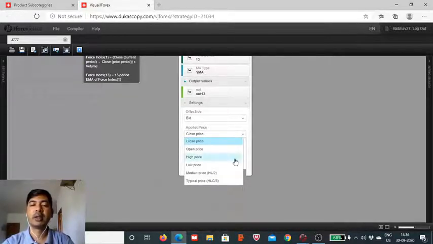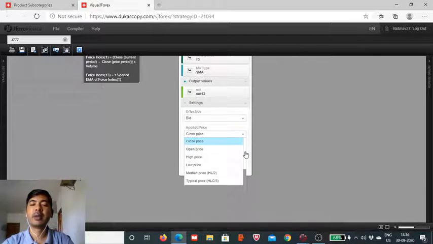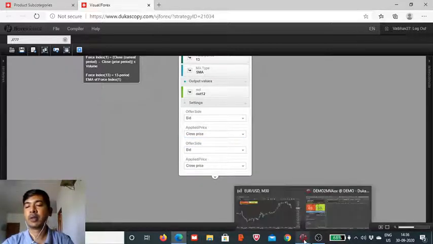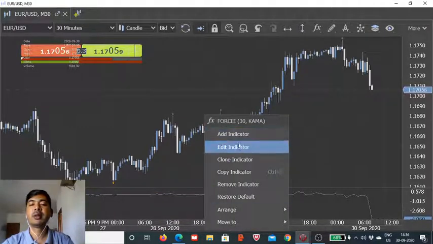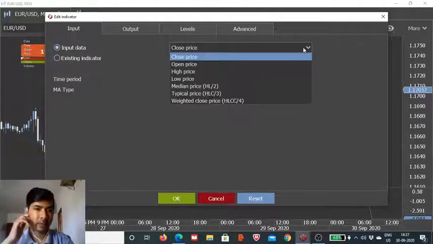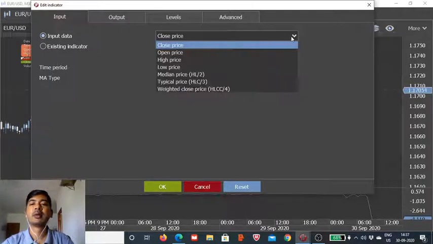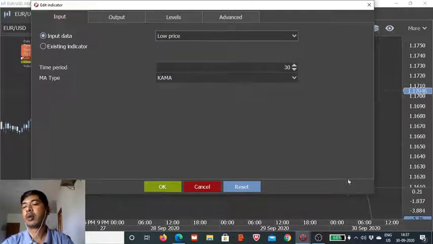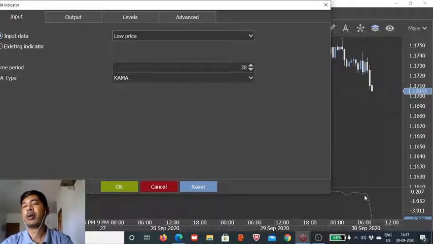So here you can make all these changes which are supported and provided as options here, and then whichever suits your purpose, you can change the applied price input parameter. We can change it, and you please observe the change in the plotting of this force index. If I choose the low value, there is a change which is fairly visible in the output value for the force index.